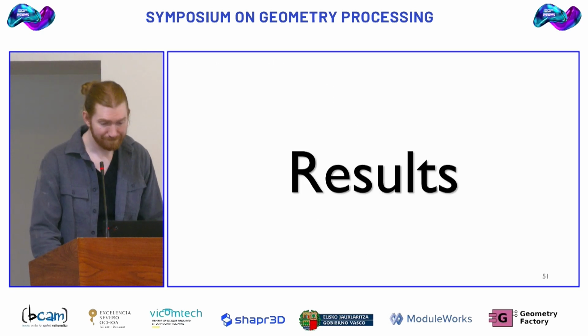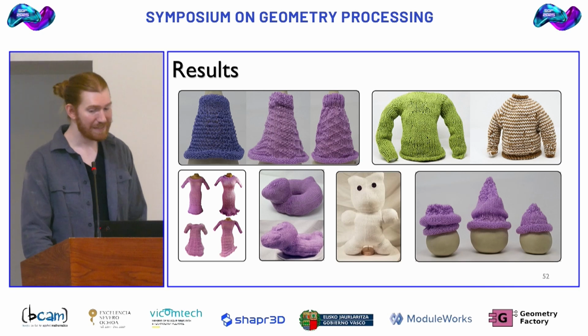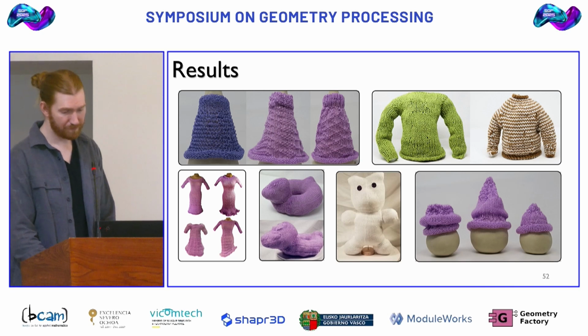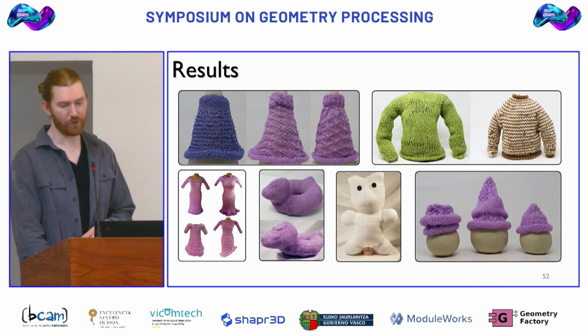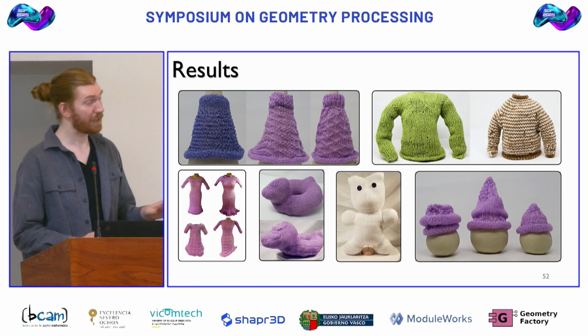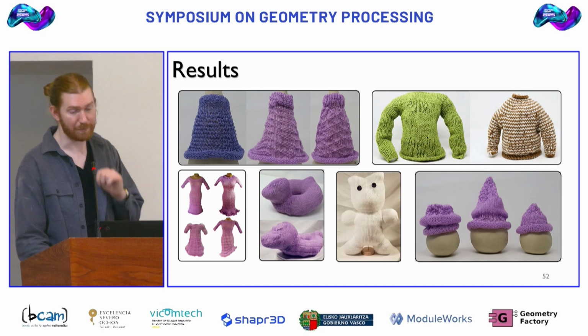So what can we do with this? Here's a selection of the designs knit from our system. We can see from here we're able to achieve a variety of texture and shapes. We're not going to have time to discuss all of these, but I'd like to highlight two of them today.